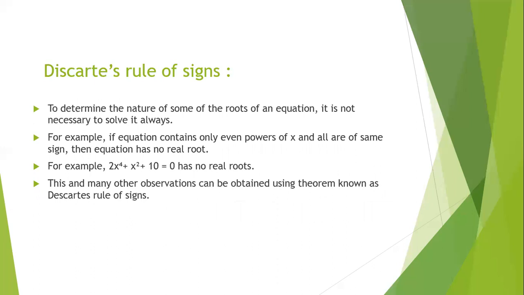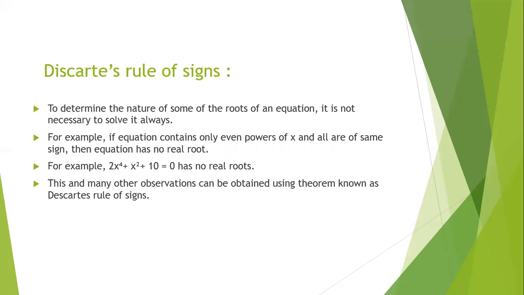To determine the nature of the roots of an equation, it is not necessary to solve it always. For finding the nature of roots, whether they are positive roots, negative roots or complex roots, this can be found directly by observation only. This is from the Descartes rule of sign.